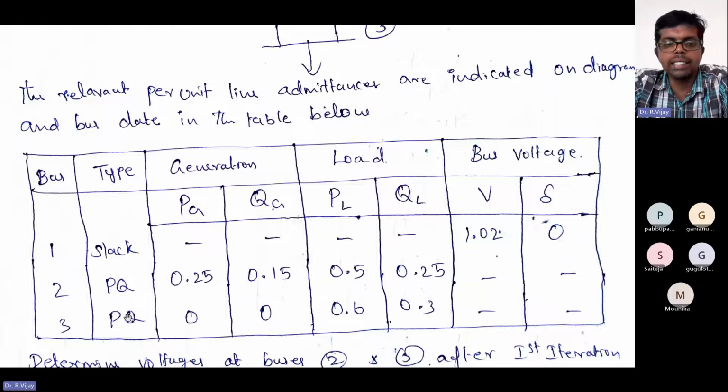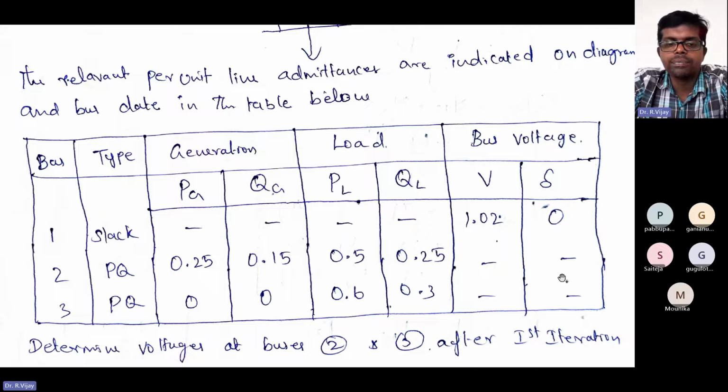Next, the third bus, a PQ bus. Here, what are the things they mention? P and Q. They have given generation as 0, 0. For the load bus, they have given PL equal to 0.6 and QL equal to 0.3. The bus voltage V and delta, voltage and phase angle, we need to calculate.